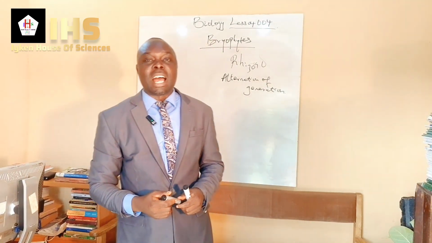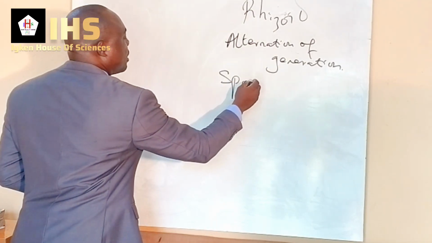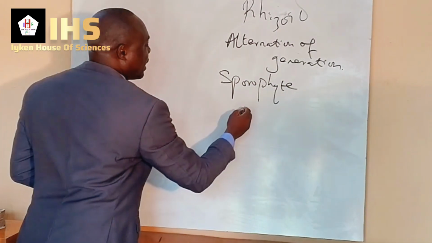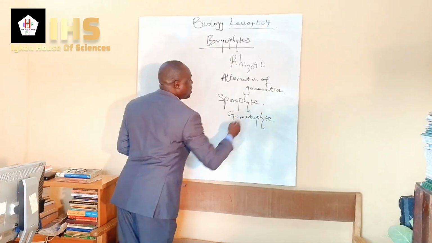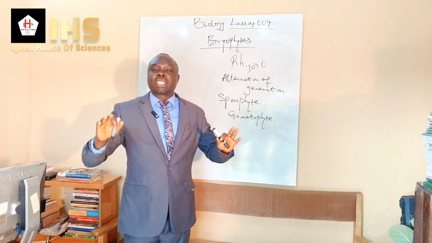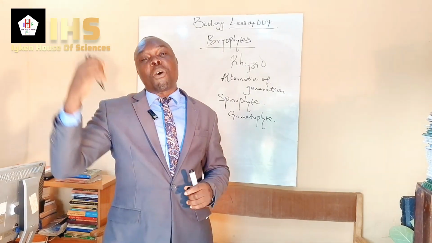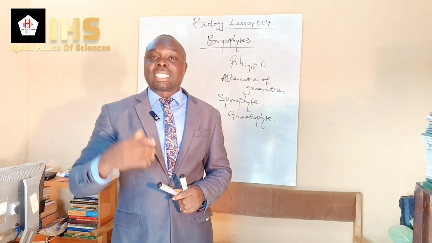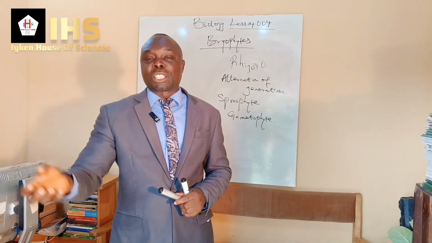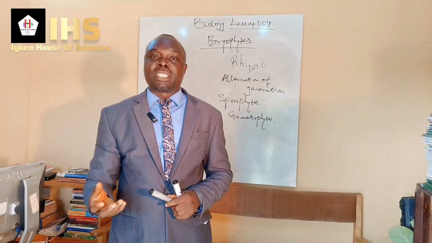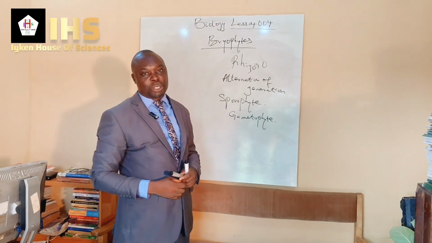These two life cycles are the sporophyte stage and the gametophyte stage. What is the sporophyte stage? The sporophyte stage is the stage where these organisms produce spores. The spore, I told you, serves as the seed that is carried by wind, and when it lands on a favorable condition it can germinate into new plants. So the sporophyte stage is where the spores are produced.